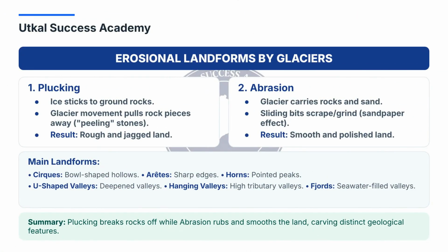Now, the next concept explains erosional landforms formed by glaciers. The image shows two main processes: plucking, where glaciers pull and break rocks, creating rough surfaces, and abrasion, where moving ice smoothens the land like sandpaper. These processes form features such as cirques, arêtes, horns, U-shaped valleys, hanging valleys, and fjords, shaping rugged and polished landscapes.